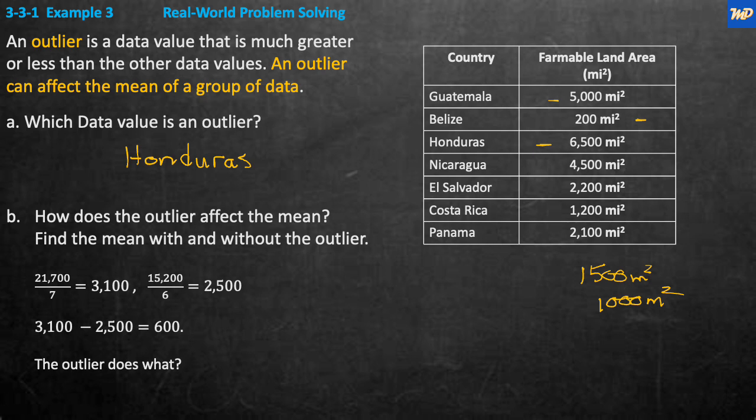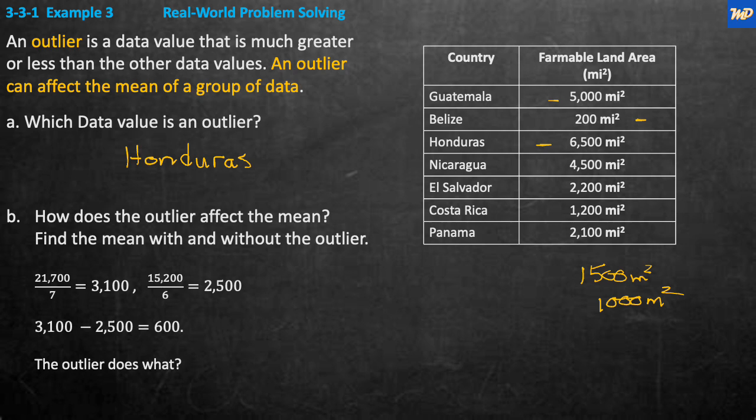So we're going to look at it. It says find the mean with and without the outlier. So 21,700 divided by 7, which is the number of values. There's 1, 2, 3, 4, 5, 6, 7. So 21,700 is the sum of all of these miles squared. If you divide 21,700 by 7, you get 3,100.